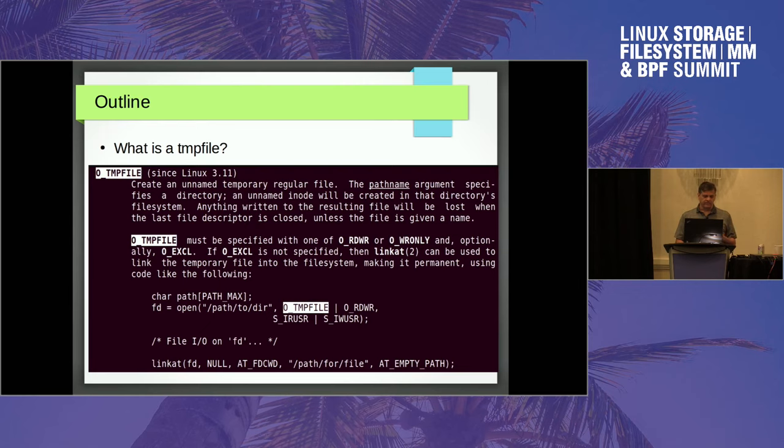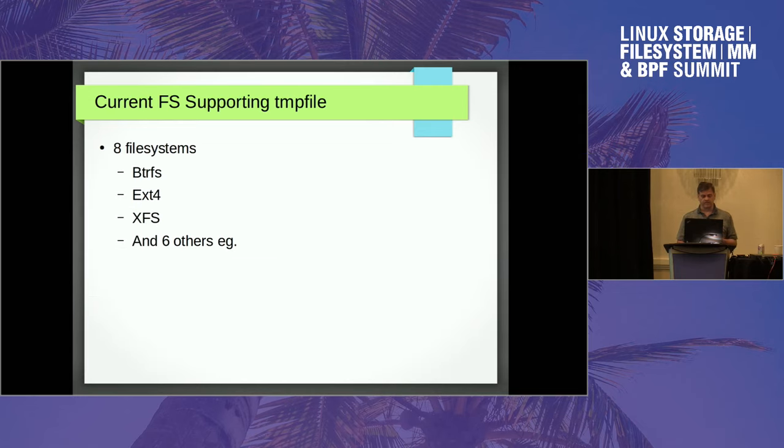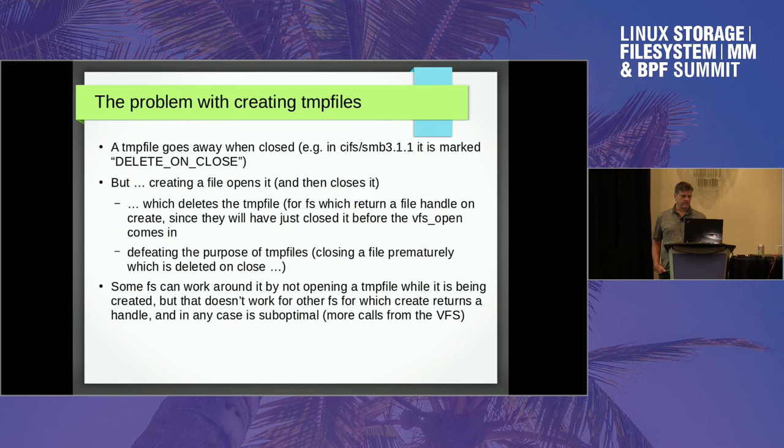The path name only has a directory, and you know, there's not much path. It's just basically a create and an open. So it's very similar to create. It is create, I mean, but the only difference is that this file is going to disappear when it's closed. So there are currently 8 file systems that support temp files, primarily BTRFS, EXT4, XFS, but actually 9, or maybe I miscounted here, 9 of them.